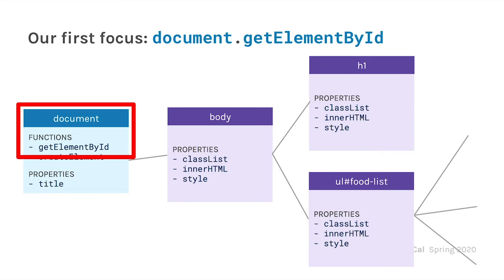Our first focus is going to be document.getElementById. So document is a special object that's provided by the browser, and this document object already exists. It's called document, like a variable, and this is why we can't ever name a variable document, because it already exists. You can think of this as the object that represents your whole HTML web page.